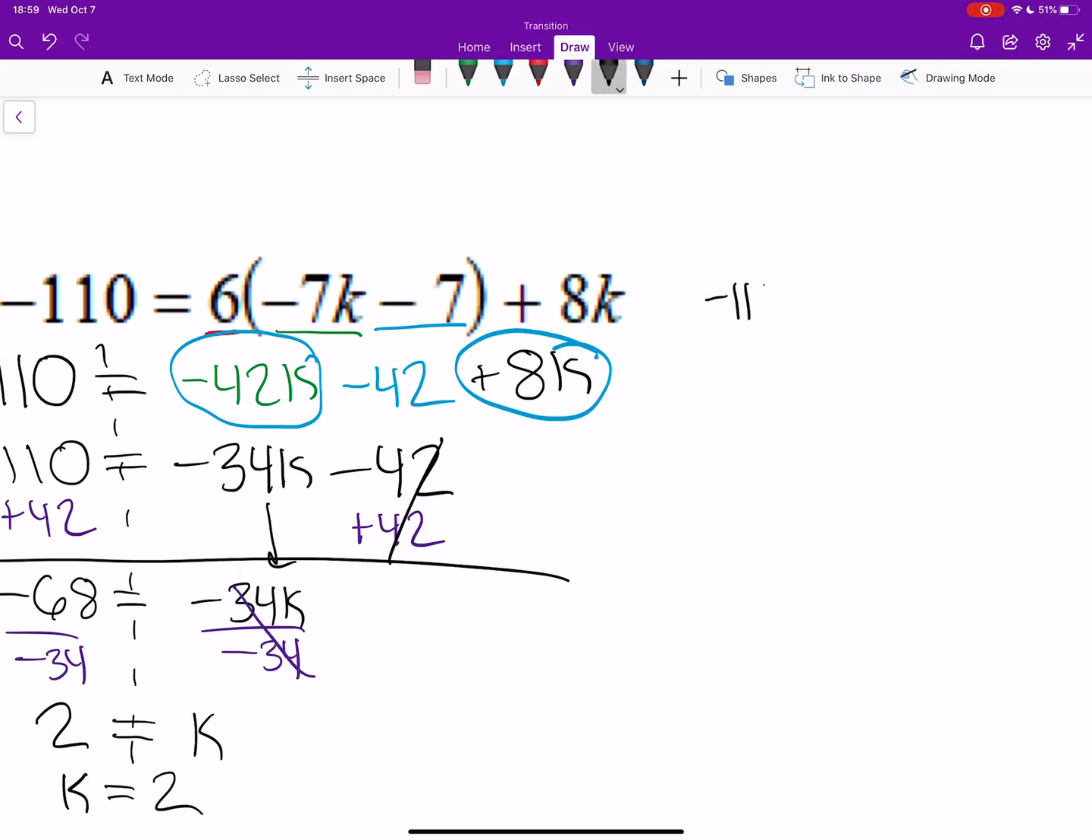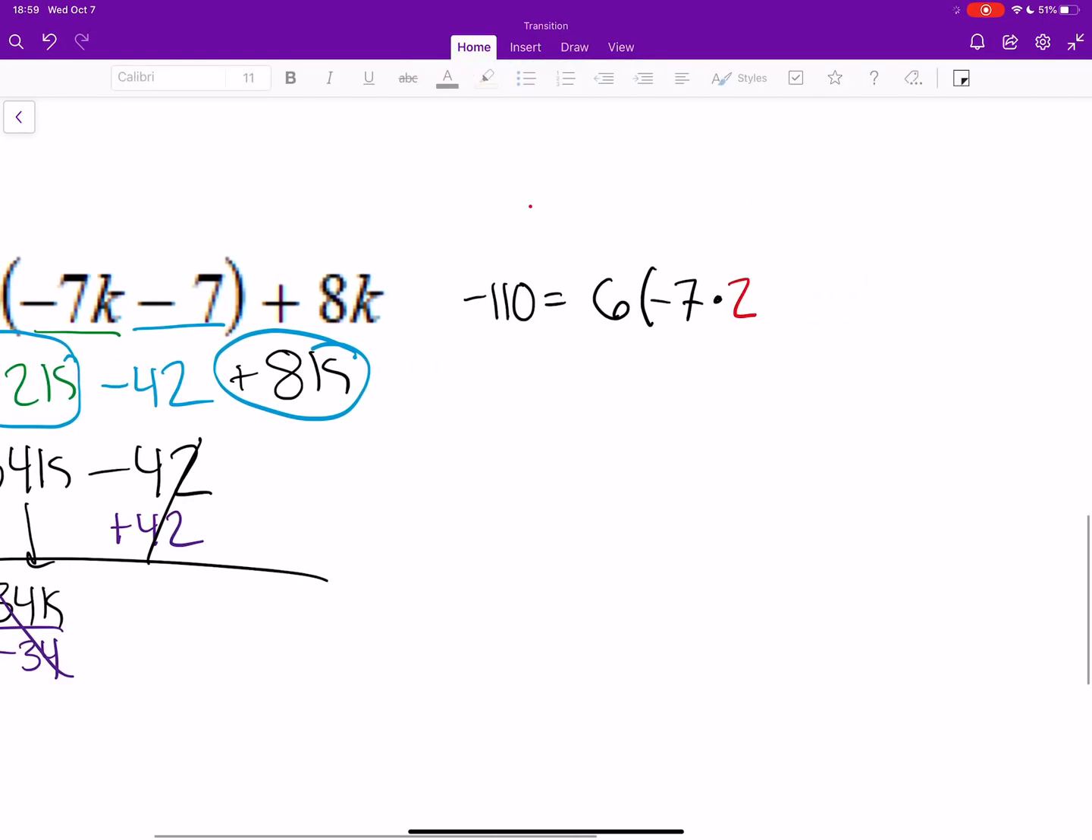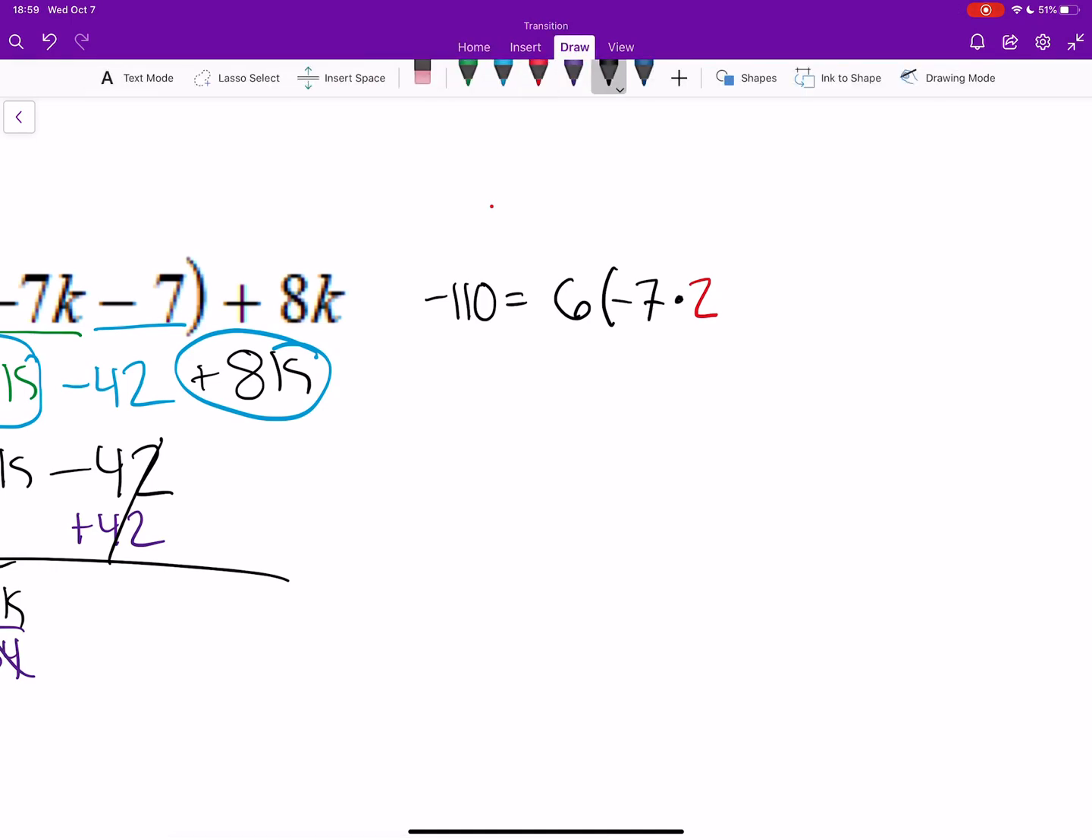I'm going to say negative 110 is equal to 6 times negative 7. Again, this says negative 7 times k, so I'm going to say negative 7 times whatever k equals, which is 2. Okay, move over a little bit there. Minus 7, close parentheses, plus 8. Again, this says 8 times k, which is 2. So I'm going to say plus 8 times 2. And I like to write just a little question mark here to say, hey, are those equal? Because we don't quite know yet. That's what we're trying to figure out, if both sides are going to be equal to each other.